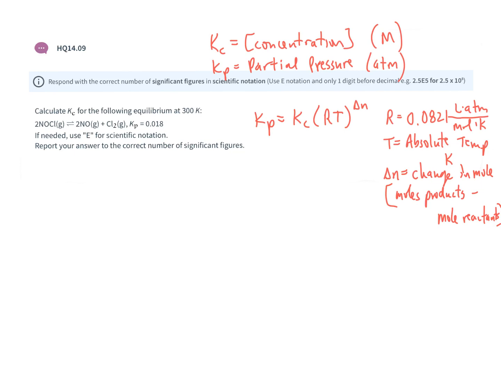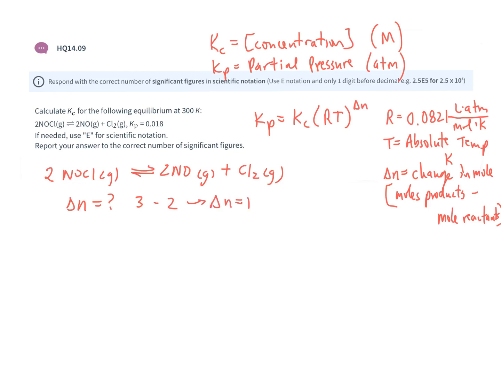We do not have that in this case because we have 2 moles of nitrosyl chloride gas at equilibrium with 2 moles of nitrogen monoxide gas and 1 mole of chlorine gas. So the first thing we should do is find our change in moles: moles of products minus the moles of reactants. I have 3 moles of products and 2 moles of reactants. So my Δn, my change in moles, is 1.